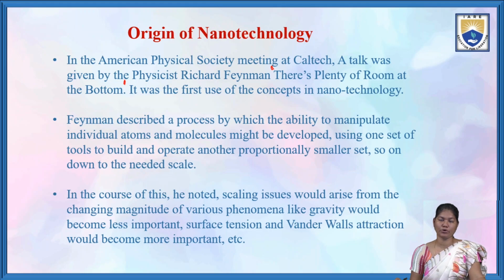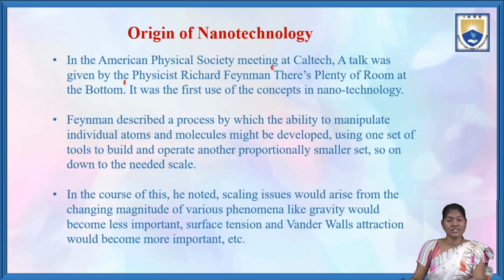Feynman described a process by which the ability to manipulate individual atoms and molecules might be developed, using one set of tools to build and operate another proportionally smaller set, and so on down to the needed scale.